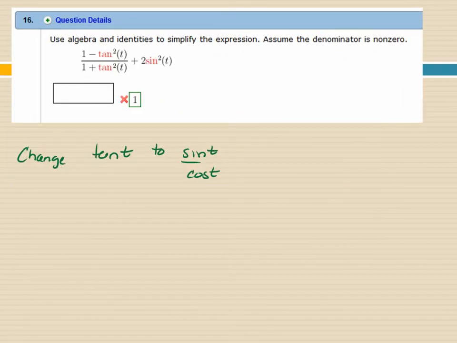This one's a little bit more scary. But you know what? A lot of math is bravery. Being able to look at something, I don't care how ugly it gets, it doesn't bother me. So be like that, be brave. Courage. Take the tangent t first and change it to sine t over cosine t.